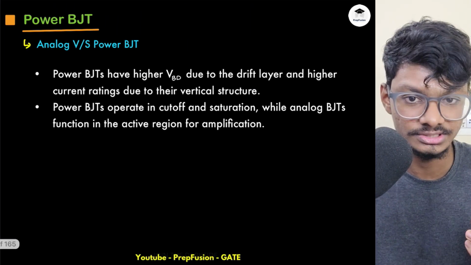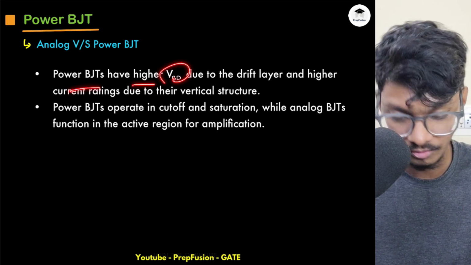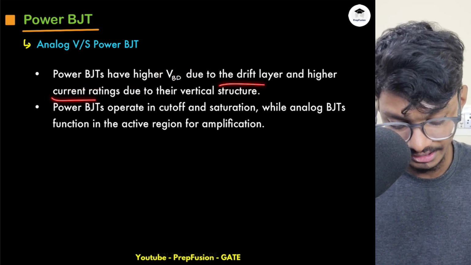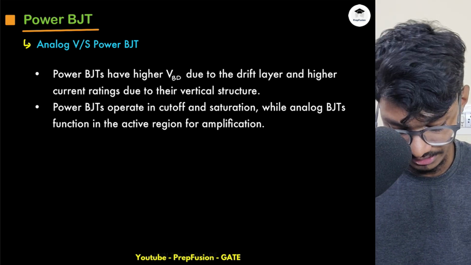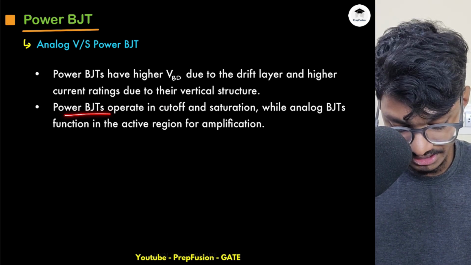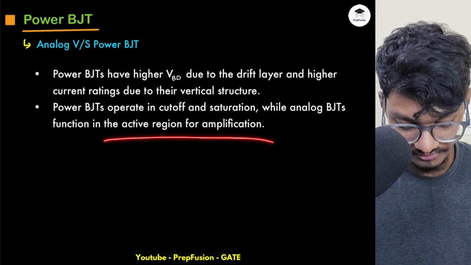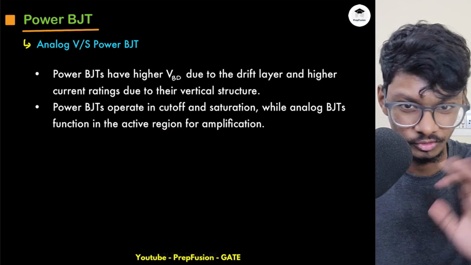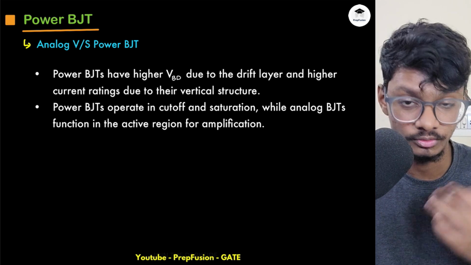Now what is the difference between analog and power BJT? Power BJTs have higher breakdown voltage, as I told you, due to the reduced layer, and higher current rating due to their vertical structure, and obviously higher doping has been implemented here in the N region. Power BJTs operate in cutoff and saturation regions, while analog BJTs function in the active region for amplification. Even though we don't use BJTs now for amplification, just to note the differences.